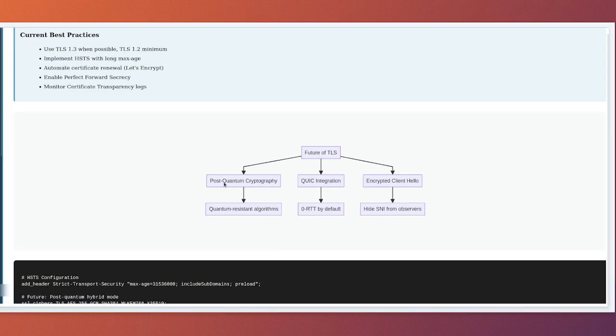First and foremost, use TLS 1.3 whenever possible. The performance improvements alone make it worthwhile, but the security enhancements are even more important. If you must support TLS 1.2 for compatibility, ensure you're using only strong cipher suites with forward secrecy. Disable TLS 1.1 and below. They're obsolete and have known vulnerabilities. Many major browsers have already dropped support for these older versions.